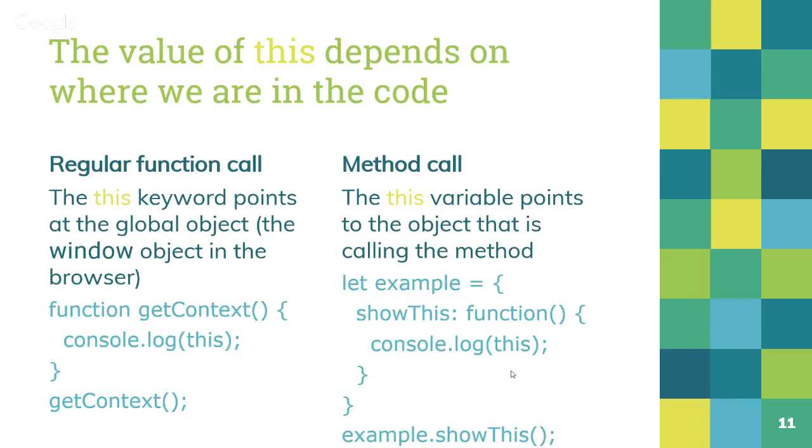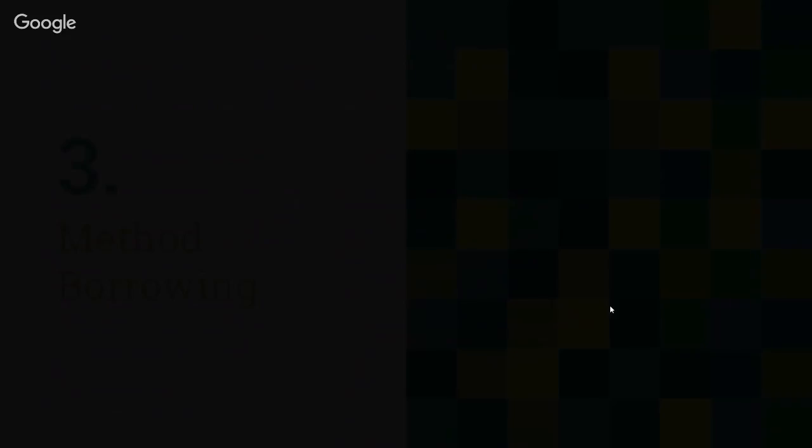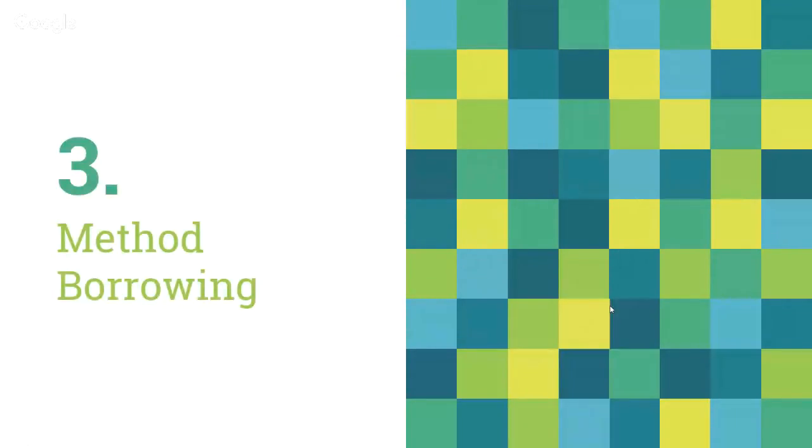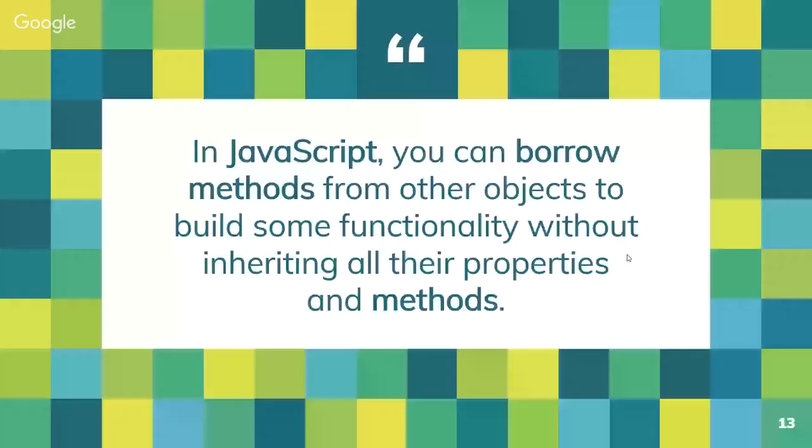We'll take a look at more examples later on to really drive this in. For now, let's move on to a really cool technique we can use. And that is method borrowing. And it's all about the value of the this variable. Here is kind of a definition of what method borrowing is. In JavaScript, you can borrow methods from other objects to build some functionality without inheriting all the properties and methods of those objects.